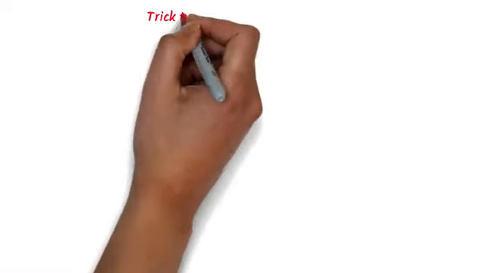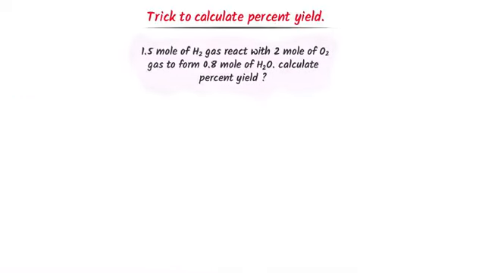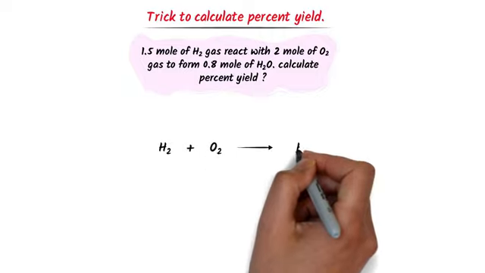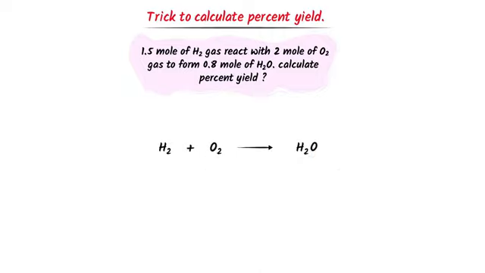Now let me teach you my personal trick of calculating percent yield. For example, 1.5 moles of hydrogen gas react with 2 moles of oxygen gas to form 0.8 moles of water. Find actual yield, theoretical yield and percent yield. Firstly, I write the balanced chemical reaction. Hydrogen gas plus oxygen gas react together to form water. I place here 2 and I also place here 2. It is now a balanced chemical reaction.